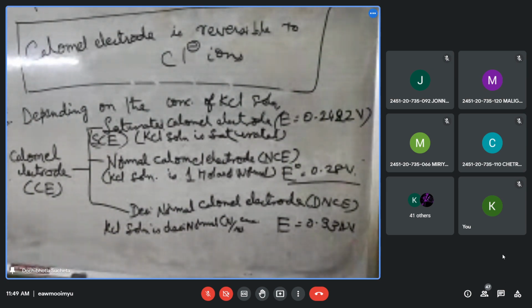Okay, that's about the 3 different types of calomel electrodes. Okay, hope you understood. It's an easier one.